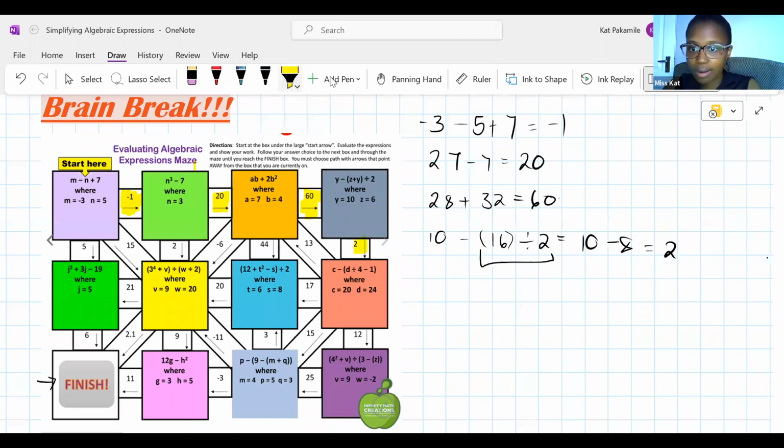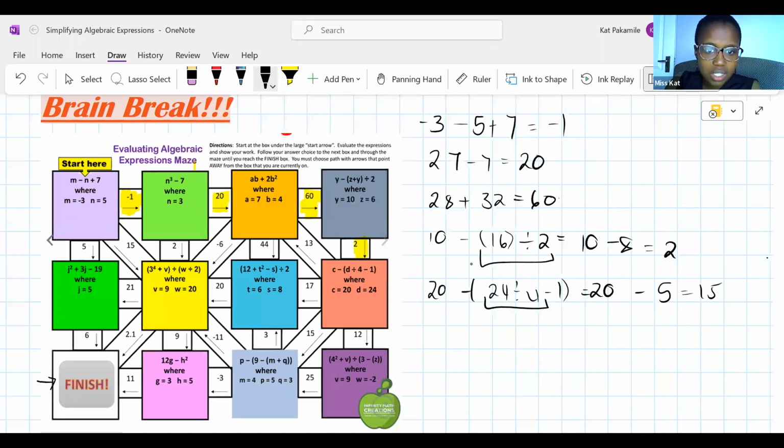Next block, peach block. Thank you, guys. Someone said it's 15. Let's check quickly. Let's see if it's 15 for real. C is 20 minus D is 24 divided by 4 minus 1. BODMAS. So it's 20 minus 5, which is 15. So if it's 15, there's no options. Oh, there is. No, I couldn't see it. There it is, going down. For once, we are not following this block, going sideways and down.